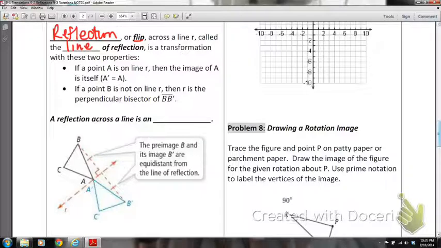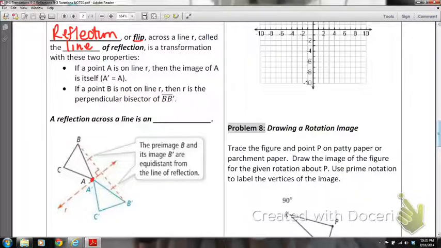If you refer to the figure below, if a point A is on line R, then the image of point A is going to be itself. So any point on the line of reflection is reflected onto itself.